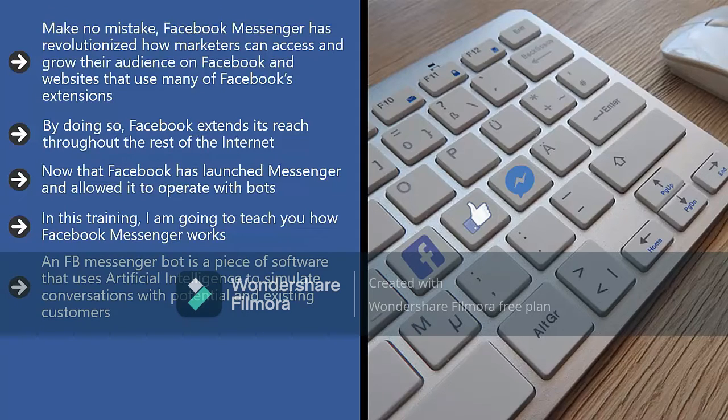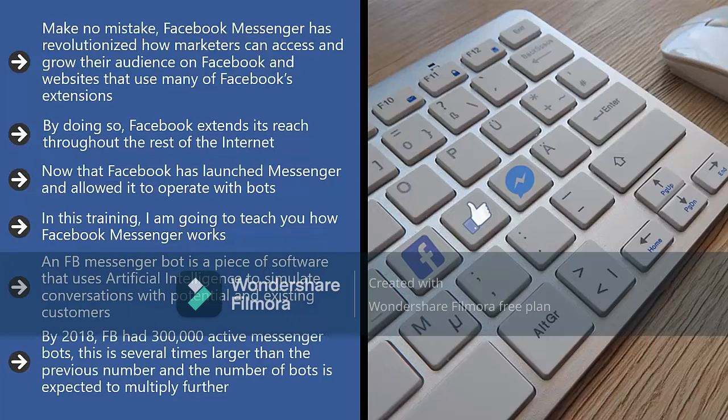An FB Messenger bot is a piece of software that uses artificial intelligence to simulate conversations with potential and existing customers. Using FB Messenger bot enables any business to possibly engage some of the 1.3 billion FB Messenger monthly users. By 2018, FB had 300,000 active Messenger bots. This is several times larger than the previous number, and the number of bots is expected to multiply further. What are you doing to take advantage of this great opportunity to automate your engagement with your audience?